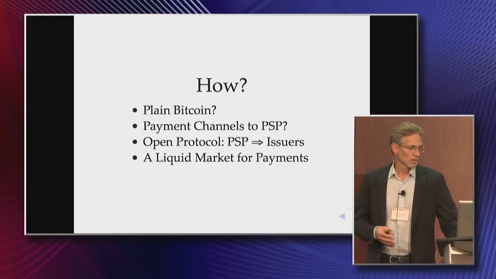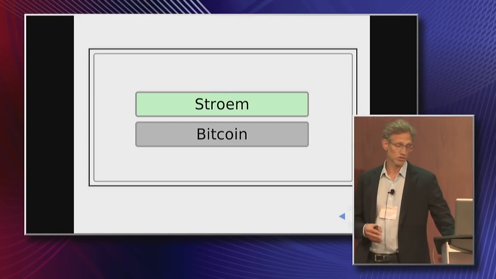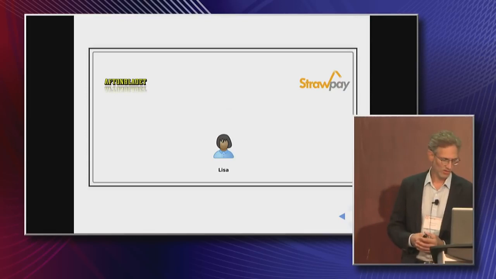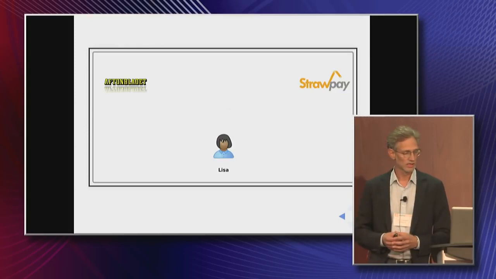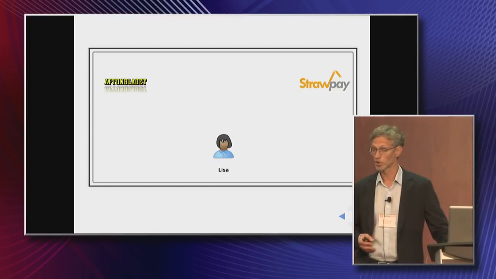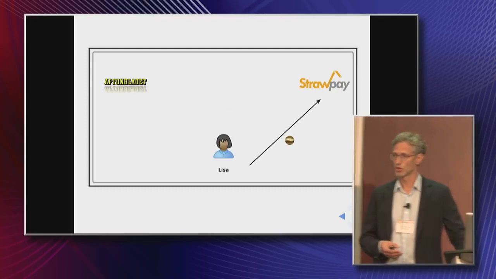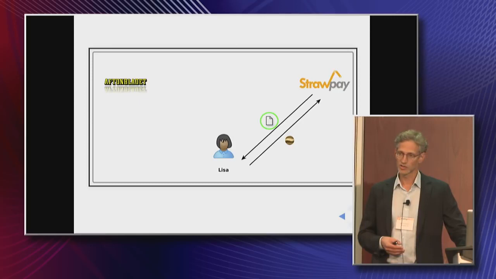We call the protocol Stroem, and it's really a middleware layer on top of Bitcoin. I'd like to do a walkthrough of a transaction, how it works. In this example, Lisa wants to buy an article from Aftonbladet, which is a Swedish news site. She clicks on an article, and she's presented with an offer. The wallet presents her with an offer. When she accepts, the wallet connects to her selected issuer using a payment channel, and it buys a digital promissory note.